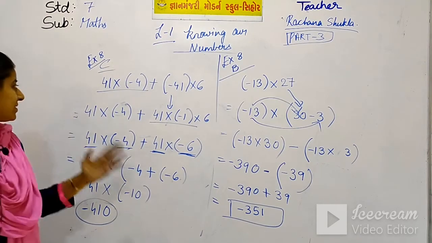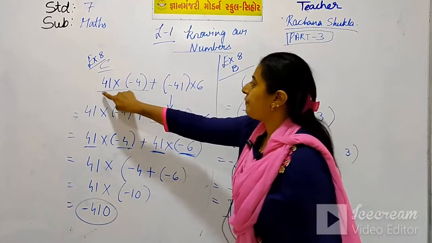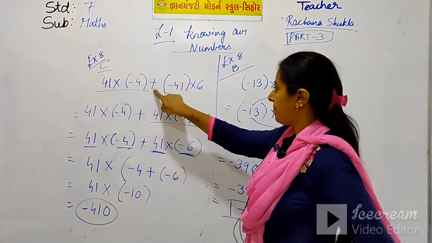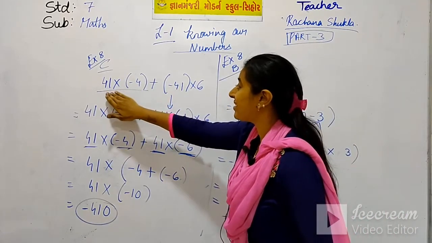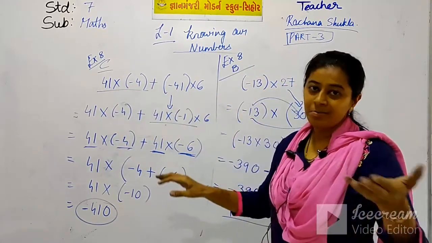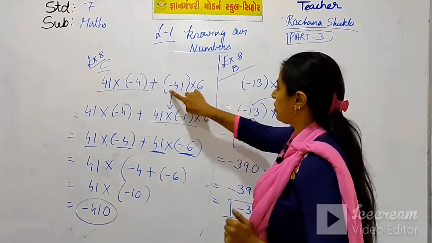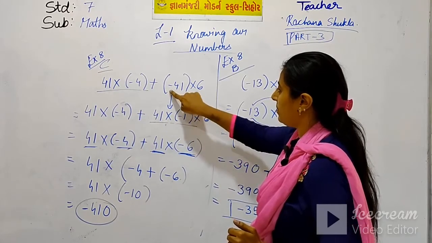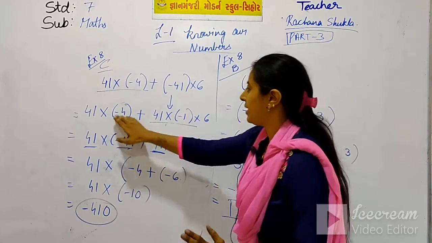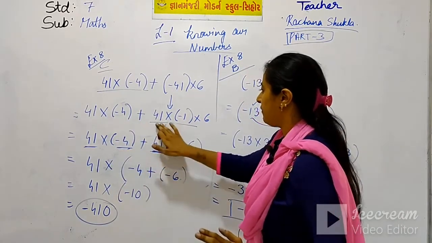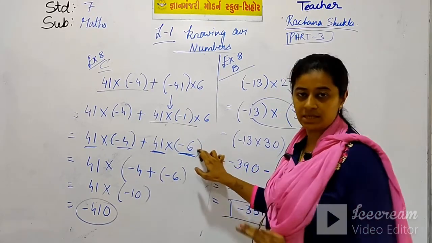I will teach you once again. This was a little bit hard sum. 41 into minus 4 plus minus 41 into 6. See, here mother is 41 and here also 41. But you have a negative sign. So you have to change it to a positive sign. So 41 into minus 1 will be minus 41. All these things will remain as they are. Then this will remain as it is, plus 41 into minus 1 into 6 will be minus 6.